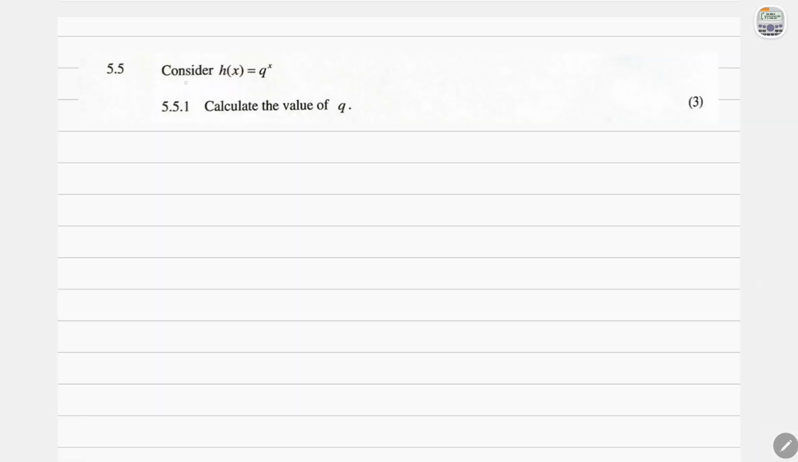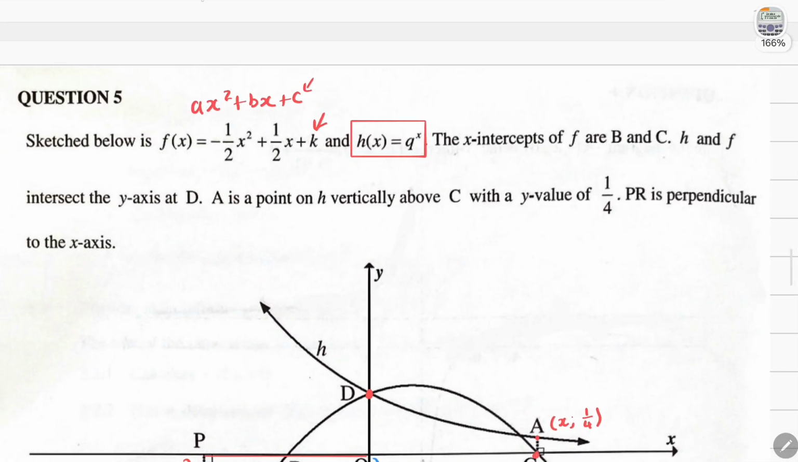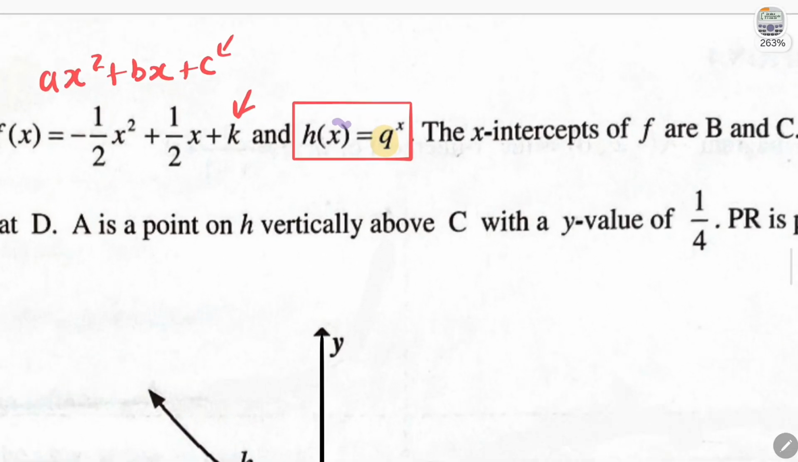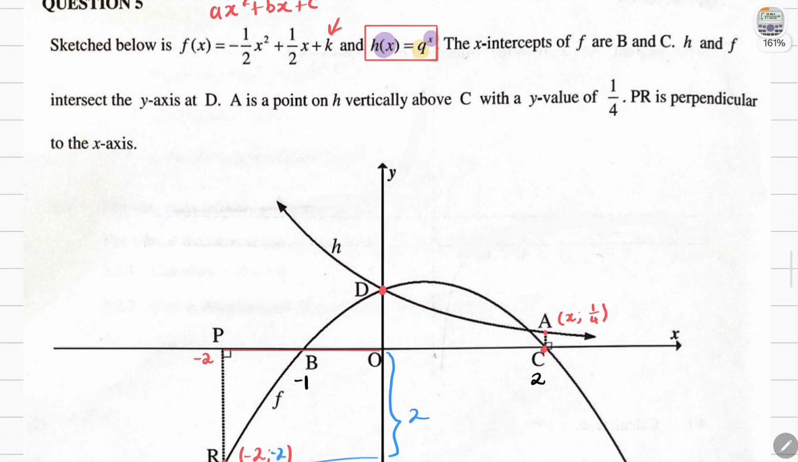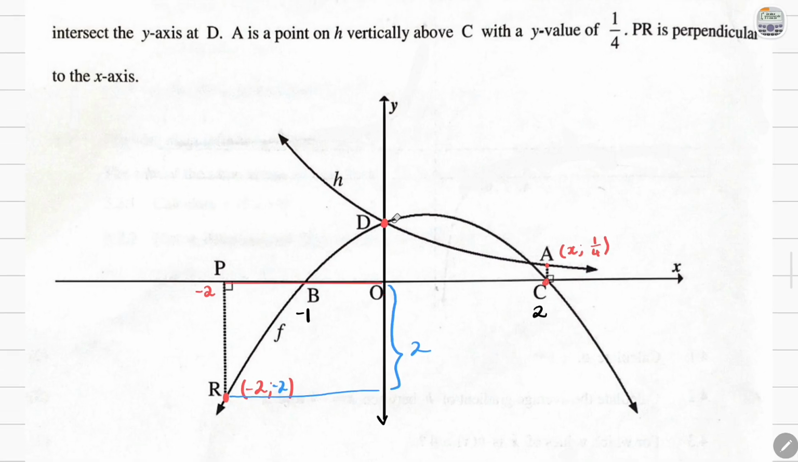Question 5.5 says, consider h of x is equal to q to the power of x. 5.5.1 says, calculate the value of q. Okay, so how do we find that value of q? Well, in order to find that value of q, we would need 1 point because we need something to fill in place of y and in place of x. So do we have a point on this graph of h? Looking at the graph of h, we have the y-intercept, but do you see, because this y-intercept, yes, it was 1, but it's 1 and 0.